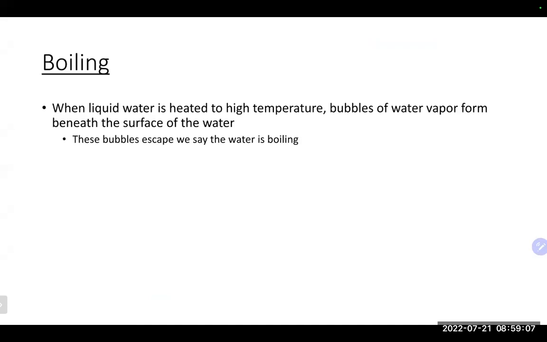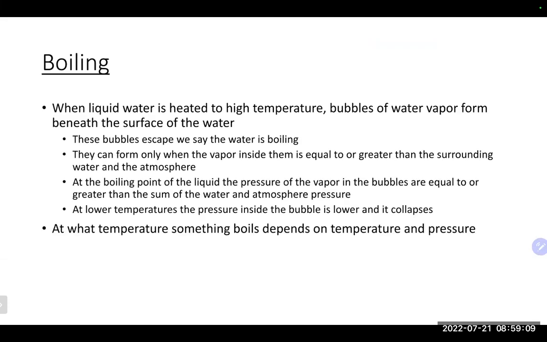All right, so let's talk a little bit about some of these processes we have with liquids. The first process is boiling. When liquid water is heated to high temperatures, bubbles of water vapor start to form beneath the surface of the liquid. When these bubbles are able to escape, that is when it is boiling. That is basically when we see bubbles work their way up to the surface. It's bubbling, it's boiling.